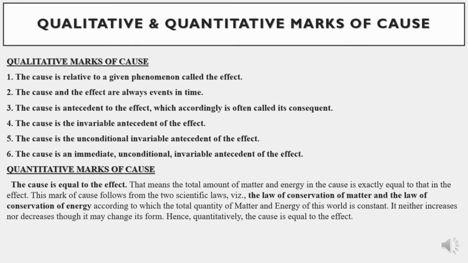We can explain it with the help of an example. For example, when a certain quantity of oxygen is mixed with a certain quantity of hydrogen, then we get a new form, that is water. Both the causes, that is oxygen and hydrogen, are in the form of gas, but the effect, water, is in the form of liquid.